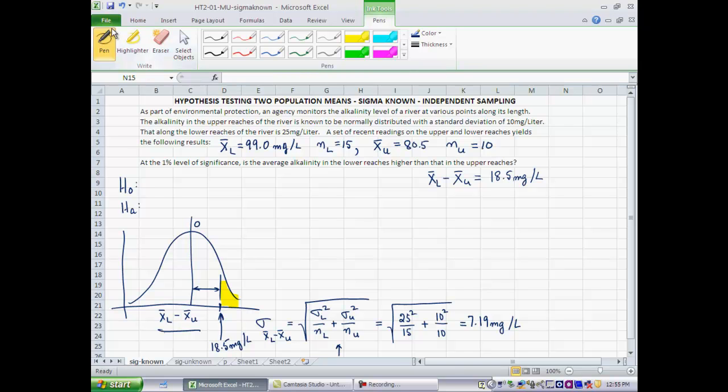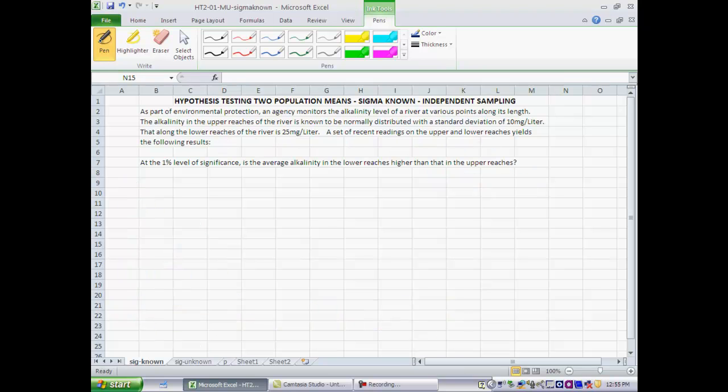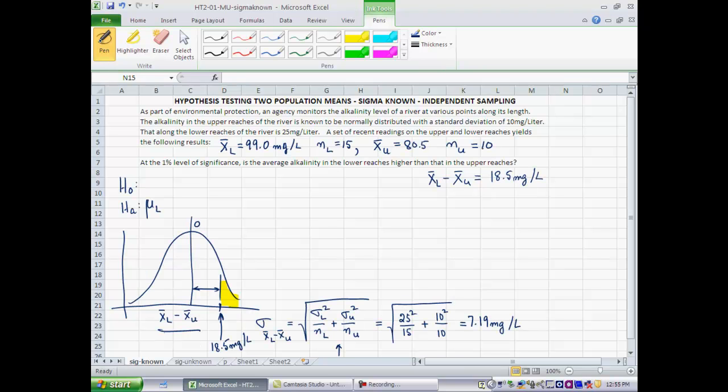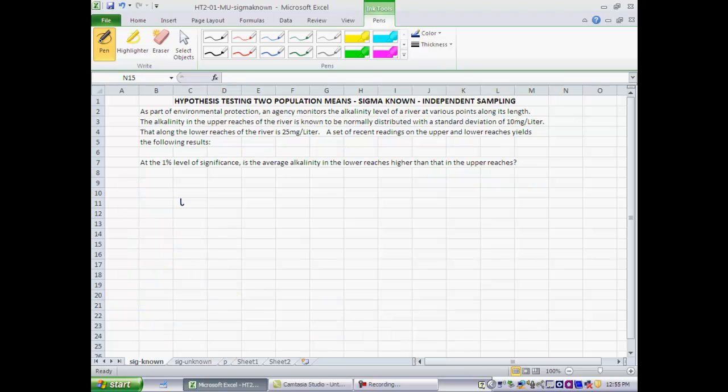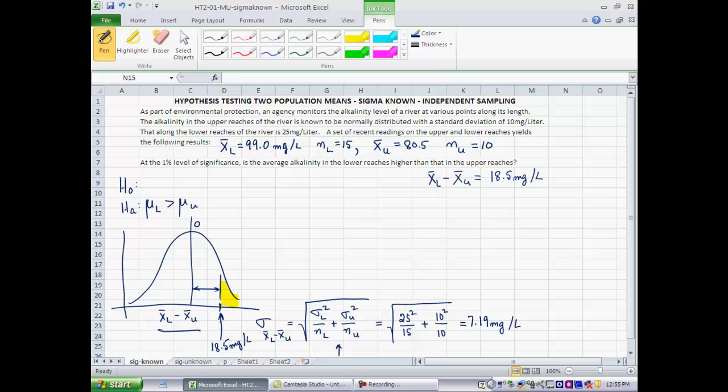So the two parameters that I want to compare are the alkalinity in the lower reaches of the river, and I want to check if it's higher than the average alkalinity in the upper reaches of the river. So mu L and mu U. Mu L is the average alkalinity in the lower reaches of the river. Mu U is the average alkalinity in the upper reaches of the river. And I want to check if mu L is greater than mu U.